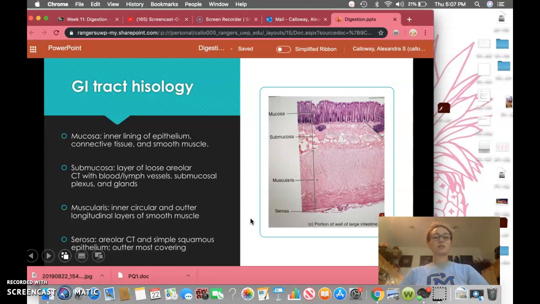So starting from the internal layer, we have the mucosa, which is the inner lining of epithelium, connective tissue, and smooth muscle. We have the submucosa, which is the layer of areolar connective tissue that houses blood vessels and lymph vessels, submucosal plexus, and types of glands. We have the muscularis, which is the inner circular and outer longitudinal layers of the smooth muscle. And we also have the serosa, which is the areolar connective tissue and simple squamous epithelium, and that's the outermost covering.